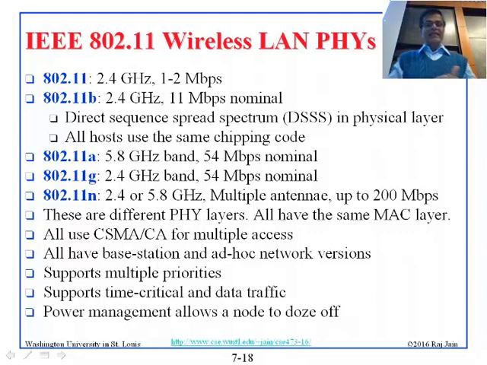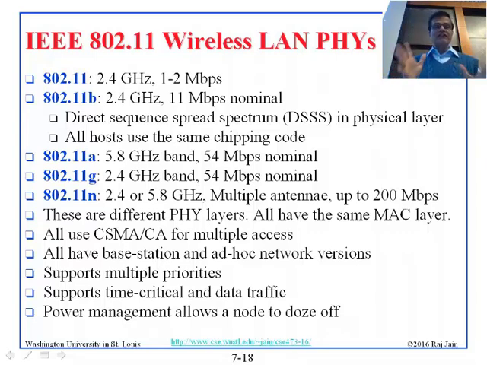Then 11N came about, which takes both 2.4 and 5.8, and uses even bigger channels, and they get up to 200 megabits. And the story continues. Every 4 or 5 years, we change the speed by changing different things that we will see. And so right now, we are not at 200 megabits, we are up to several gigabits.